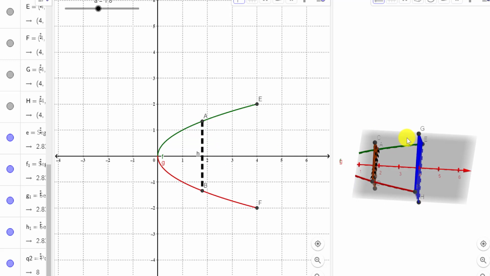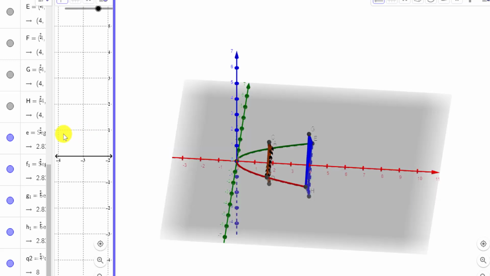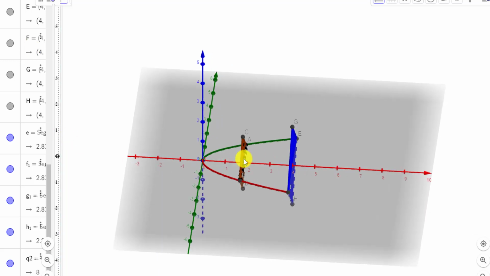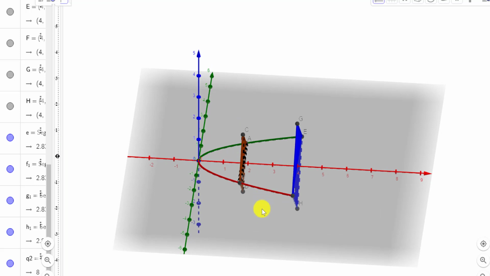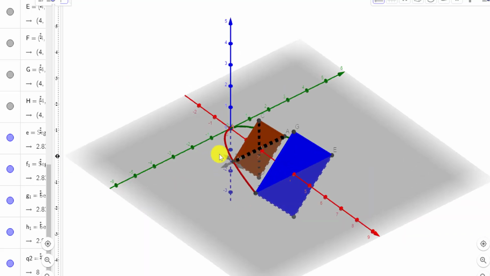Now if we graph this in 3 dimensions, we'll get a shape that looks like this. So keep in mind that the diagonals of the square were represented by the distance of the square root of x. So if this is the square root of x, then this is the square root of x, and then this is the square root of x.